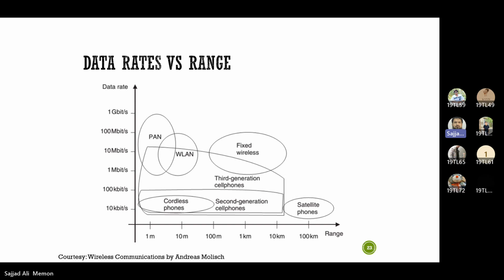So this graph shows you range versus data rate. If you pick a particular one, like the personal area network, the range is 10 meter, but it can transmit up to 1 gigabit per second. Wireless LAN, Wi-Fi has a range between 10 meter to 100 meter, but it can transmit 100 megabits per second. Fixed wireless range can be 10 kilometer, but it can only transmit up to 10 Mbps. Similarly, if you increase the range, the data rate will decrease. Like satellite phones, they are hundreds of kilometers distance between transmitter and receiver. They can only transmit 10 kilobits per second.